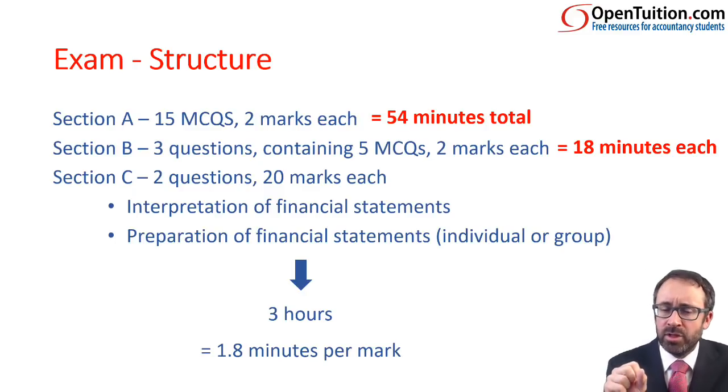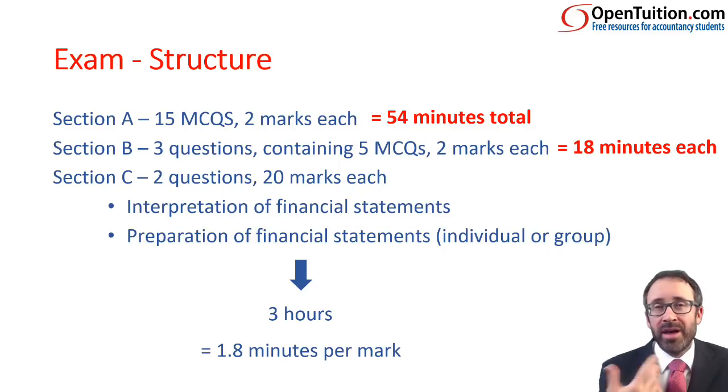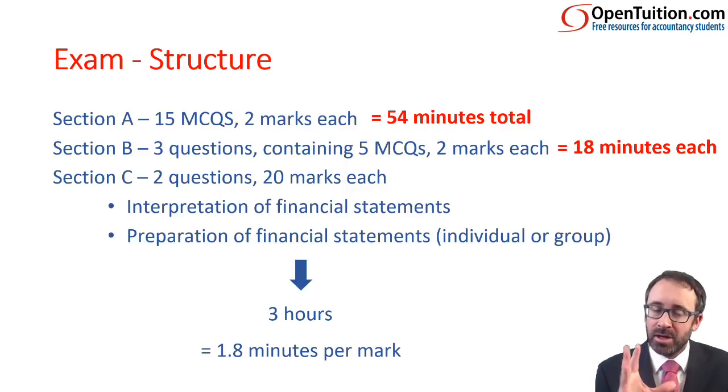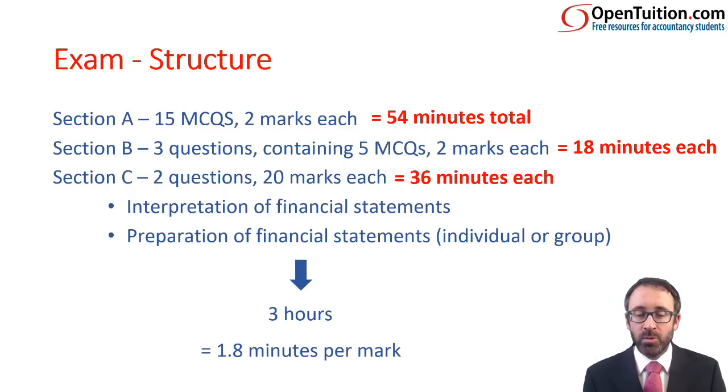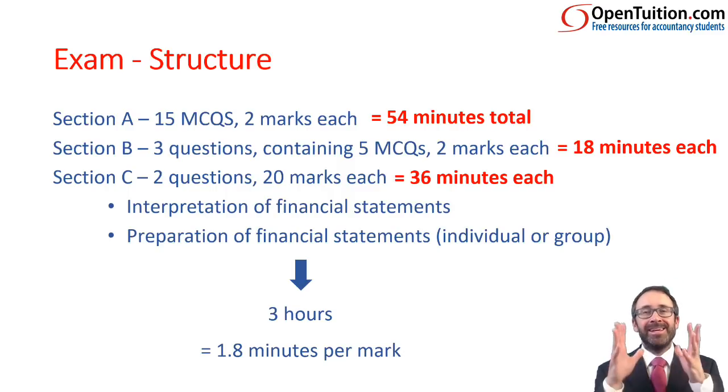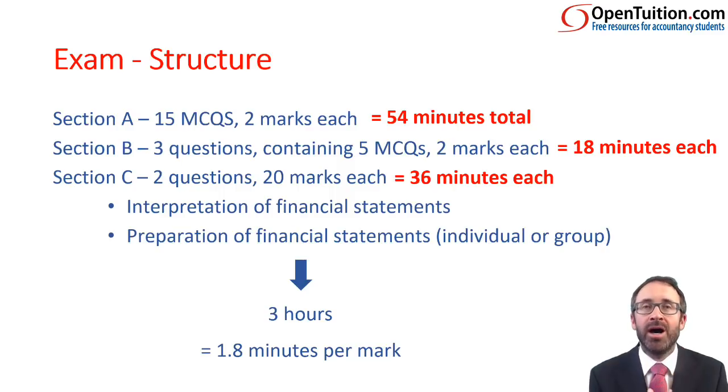So 18 on B1, 18 on B2, 18 on B3. Yeah, because all of a sudden, if you spend 20 minutes on B1, 20 minutes on B2, that's 4 minutes extra, and you've then only got 14 minutes for the final question. And then you start to panic and start running out of time. So focus. And then Section C, each one's worth 20. 20 times 1.8 is there as 36 minutes for each question. Again, stick to your timings.